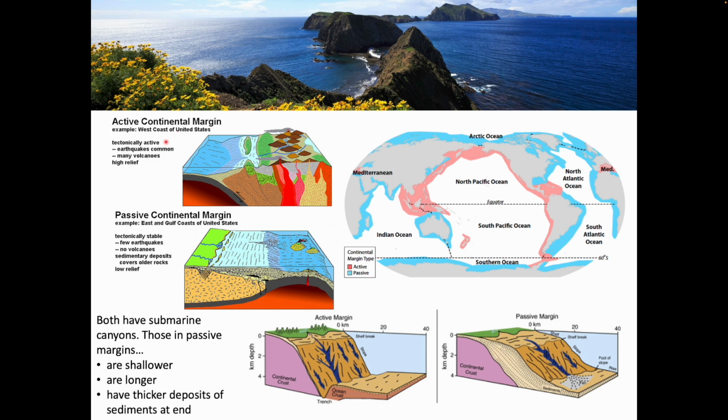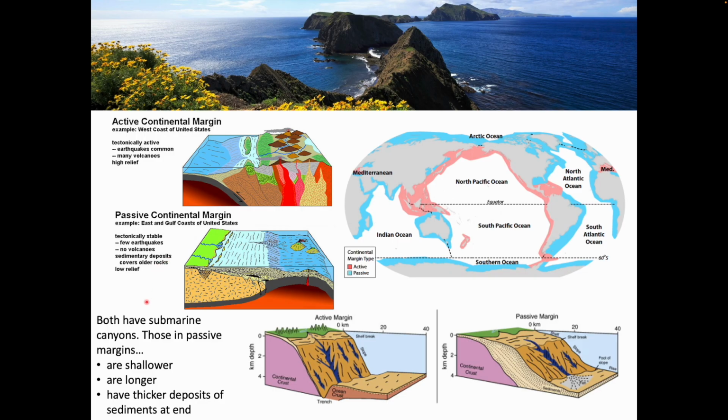Active margins are tectonically active, with lots of earthquakes, many volcanoes, and oftentimes high topographic relief. So the coast of Oregon is a great example of an active continental margin. A passive continental margin, for example the east coast and Gulf Coast of the US, are generally tectonically stable with very few earthquakes, no volcanoes, and very thick sedimentary deposits on top of older continental crustal rocks.